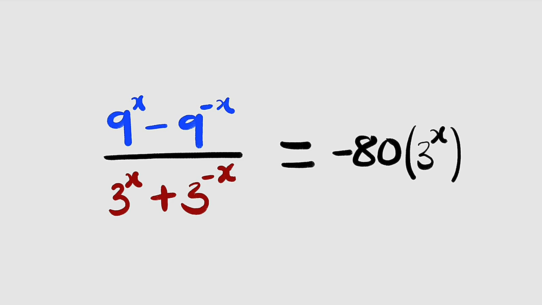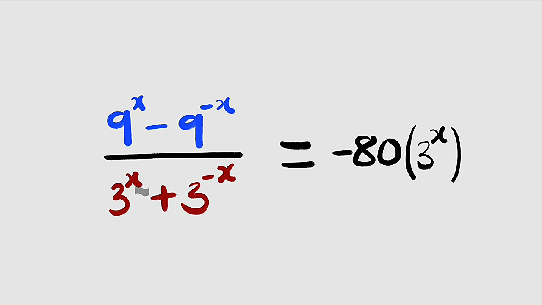We are asked to solve for x in the exponential equation: 9 to the power of x minus 9 to the power of negative x, divided by 3 to the power of x plus 3 to the power of negative x, the whole of this equal to negative 80 multiplied by 3 to the power of x.